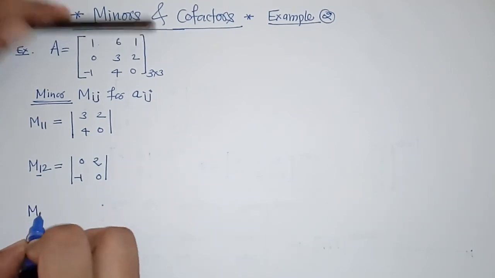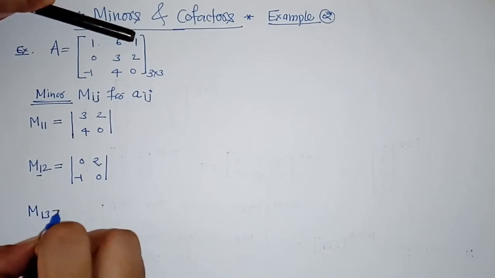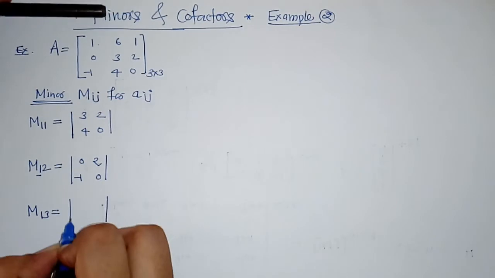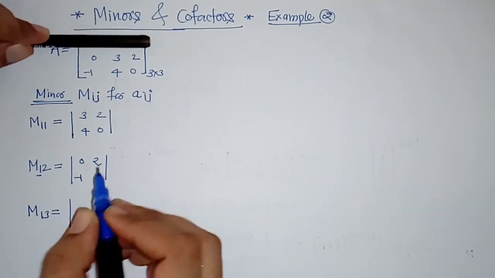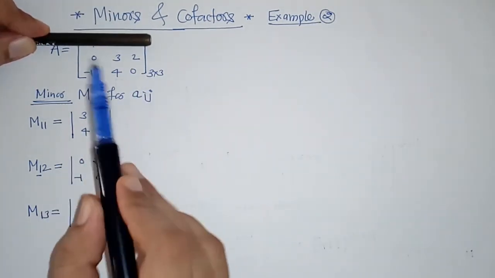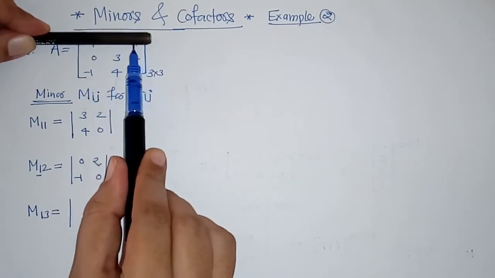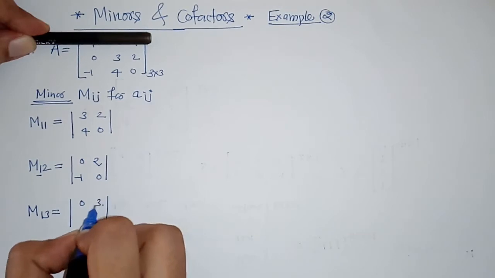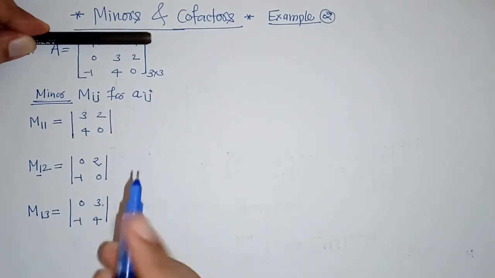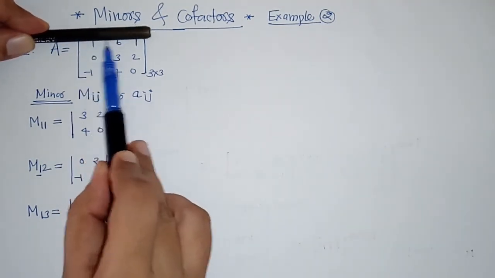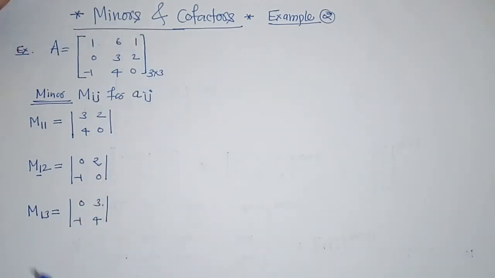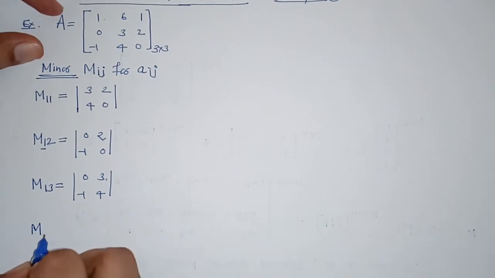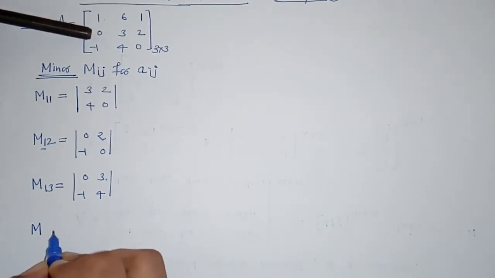Next we have the minor for the third element a13. The remaining elements we have to write in a determinant by excluding the first row and third column. So we have excluded the first row and third column. Similarly, this is the minor for this element.